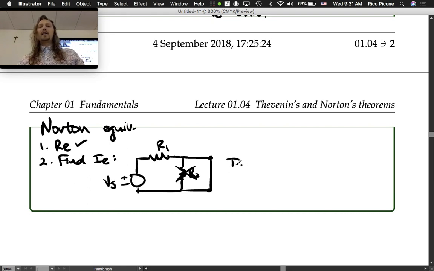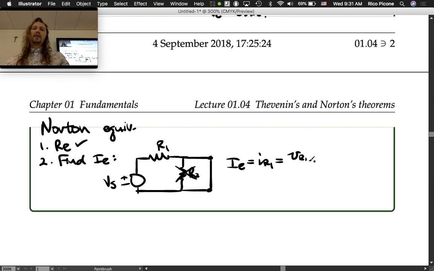So IE is equal to, I will call it, IR1, the current through resistor R1. And Ohm's law says that V equals IR, or I is equal to V over R, right? So in general it's equal to VR1 divided by R1. But VR1, the voltage across R1, is just VS. So there we go.